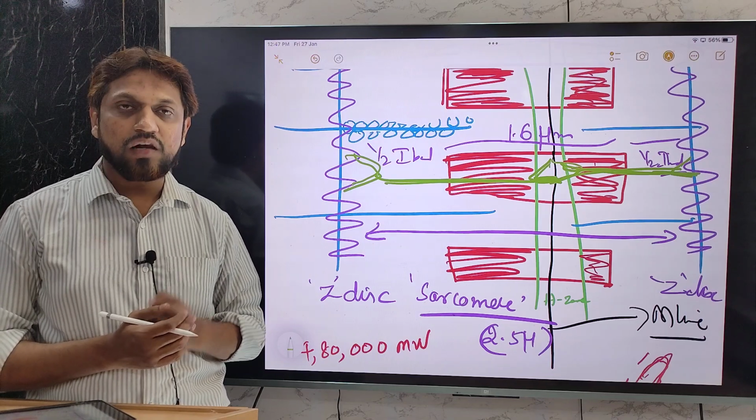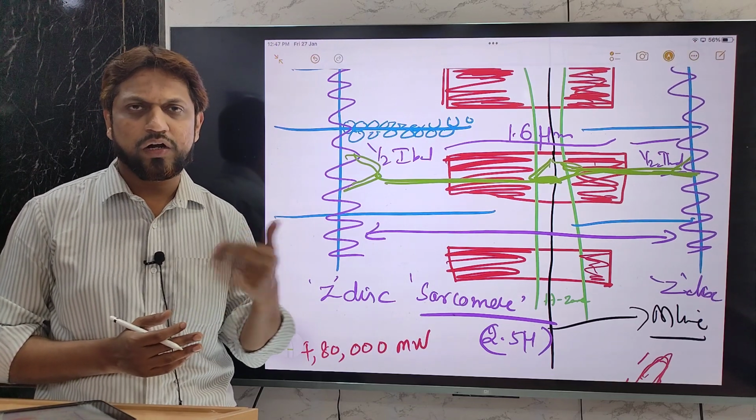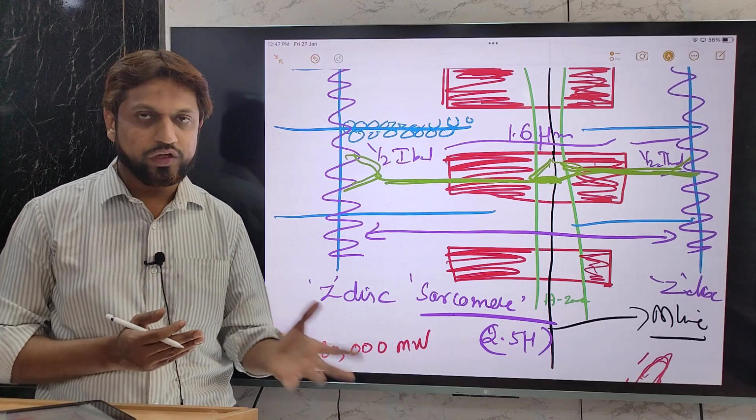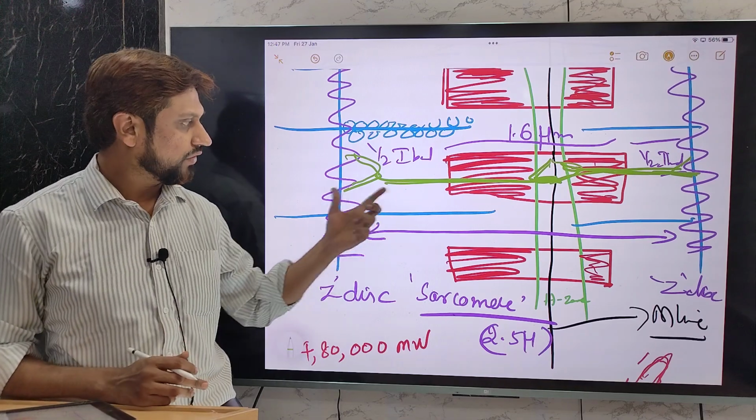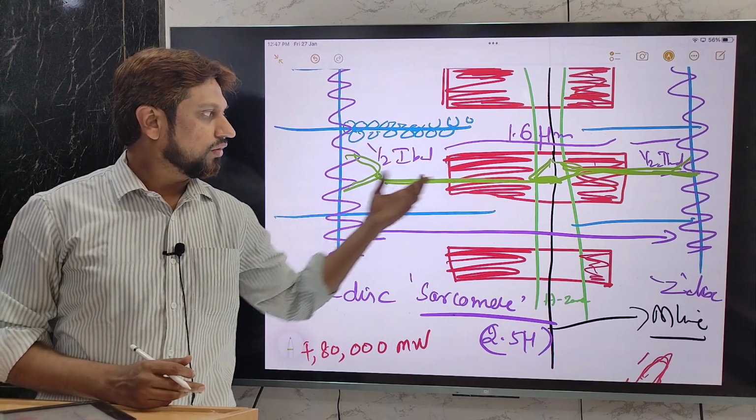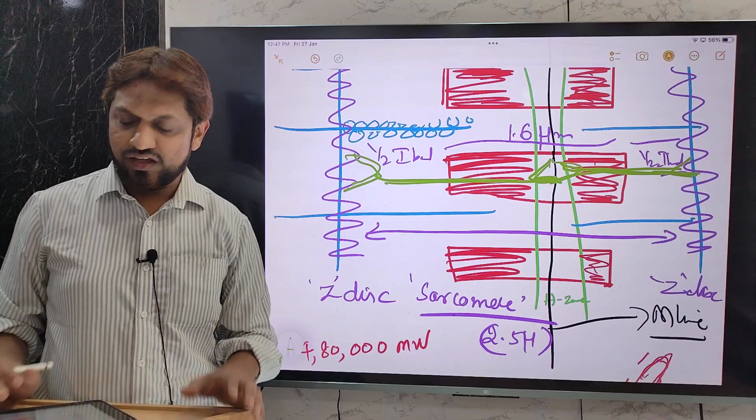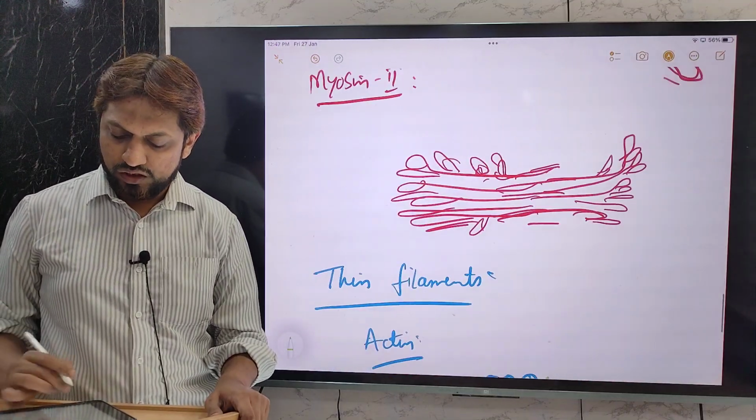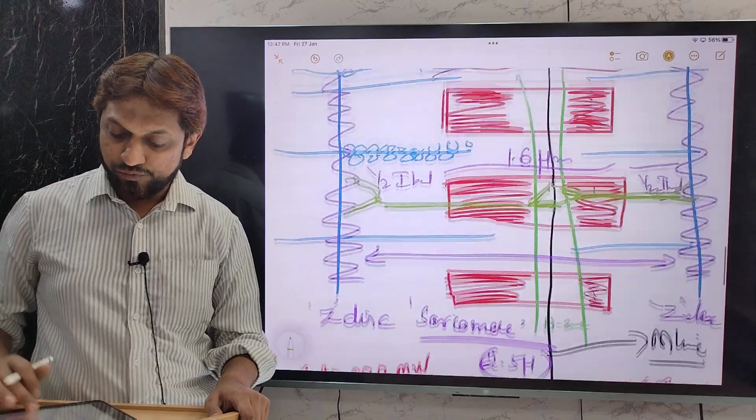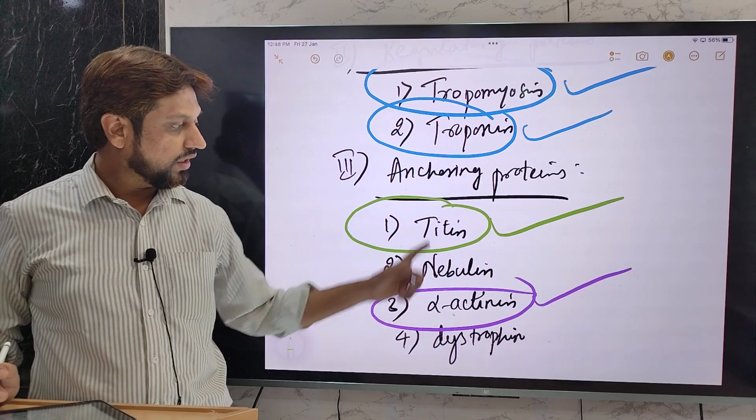It helps in the process of muscle contraction and acts as a series elastic component. Later we will discuss this when we cover isotonic and isometric contraction in the properties of skeletal muscle. For now, just remember that titin connects the Z line to the M line and is a very elastic protein. Then we have one more protein known as nebulin. Among the anchoring proteins, we have discussed alpha actinin and titin.